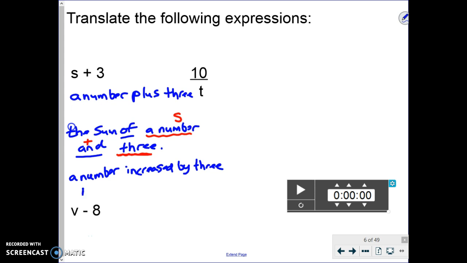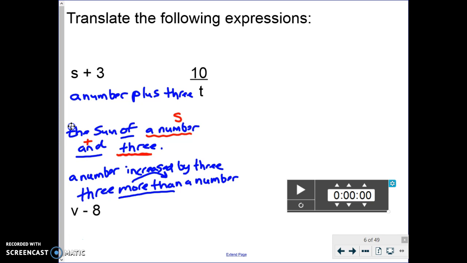So I'm going to say, in this case, 3 more than a number. And when we see that "more than," oftentimes we'll flip it. So the "more than" means I'm just going to move whatever came before it to the end. So my 3 goes at the end and my number comes before. So that's 4 different ways that we could say the same thing.